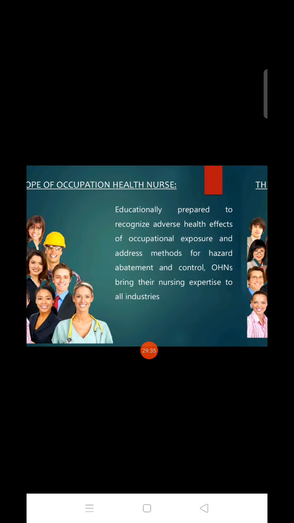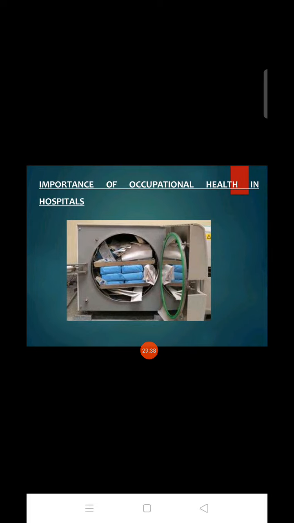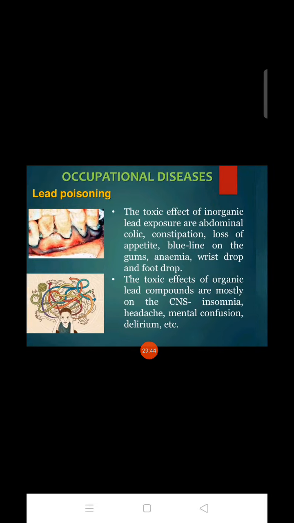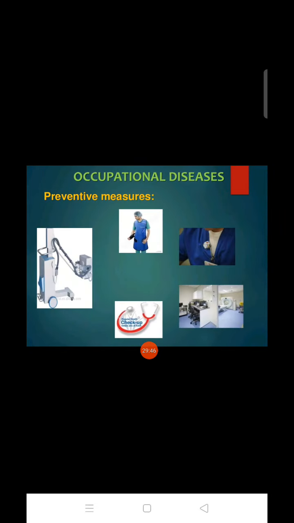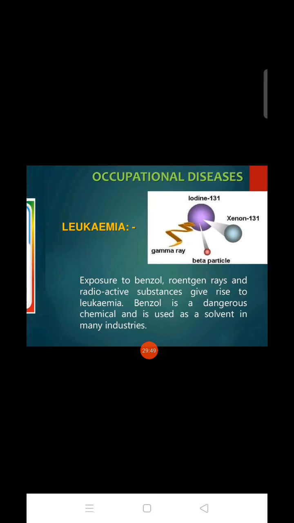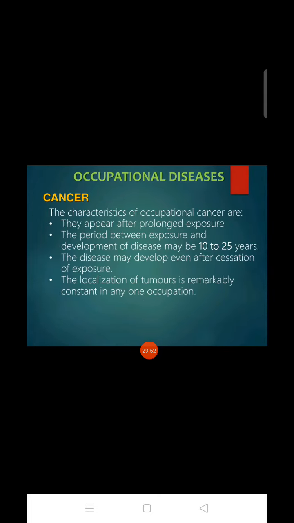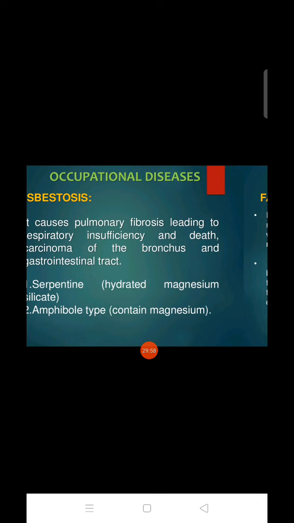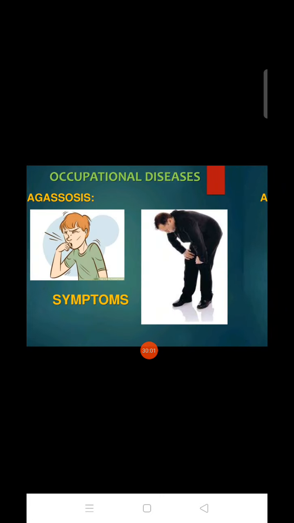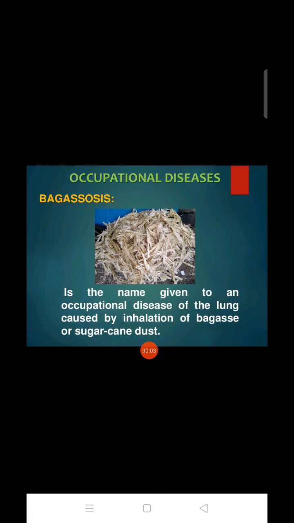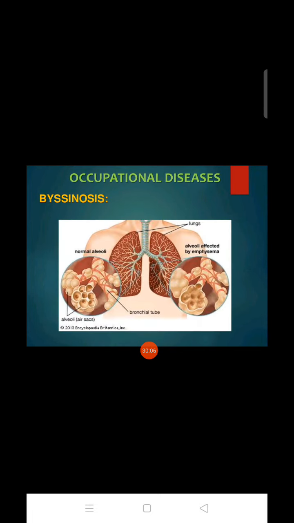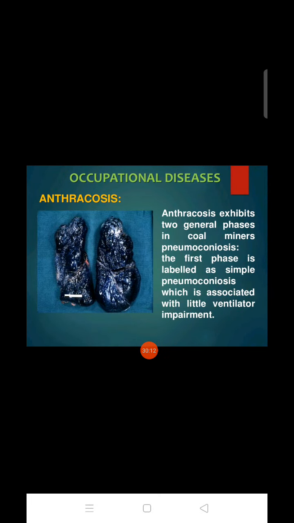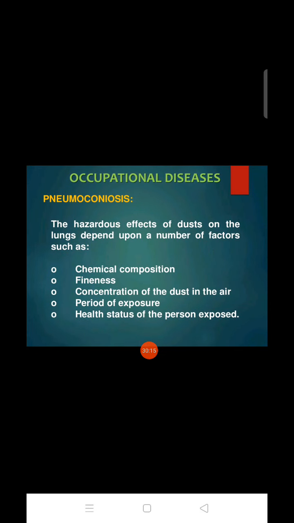Again I am repeating, there are different kinds of occupational hazards. There is silicosis and its rules and regulations, lead poisoning, radiation exposure prevention, leukemia, bladder cancer and lung cancer, and preventive measures like dust control we have to do. Farmer's lung, then asbestosis, then bagassosis, which is inhalation of sugarcane dust. Byssinosis, cotton dust, then anthracosis after silicosis, then pneumoconiosis.